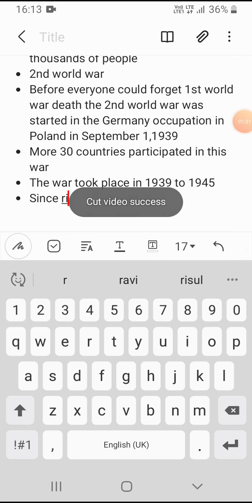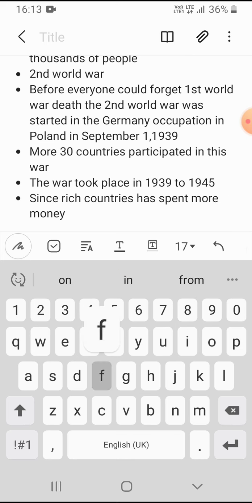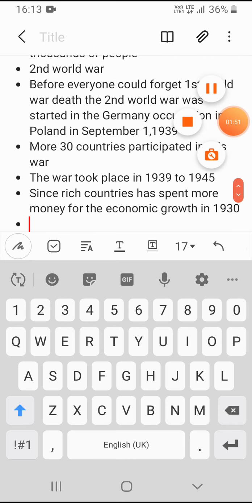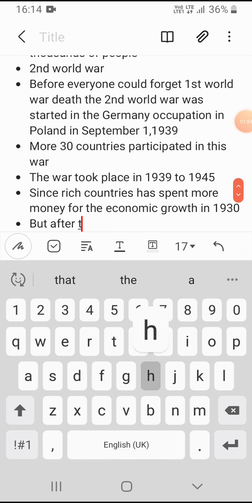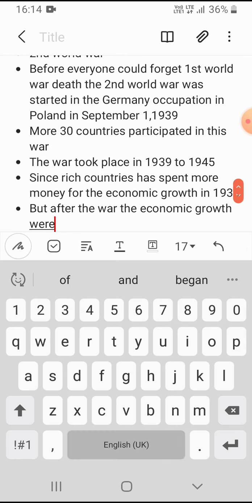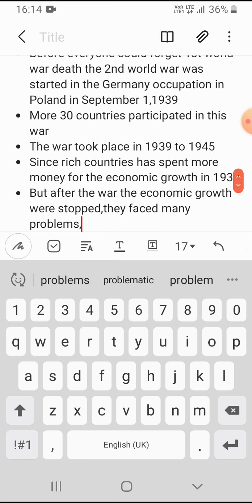Rich countries had spent more money for economic growth in the 1930s. So for the economic growth of their country they spent more money, but after the war the economic growth stopped, and they faced many problems. Many people were unemployed in many countries.